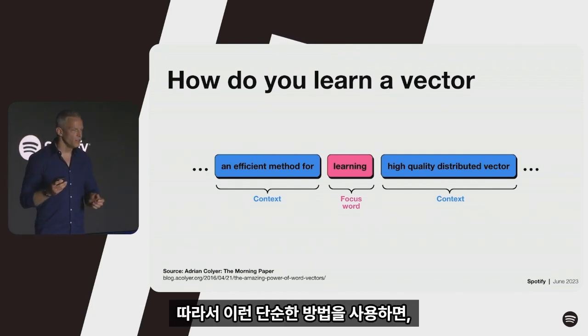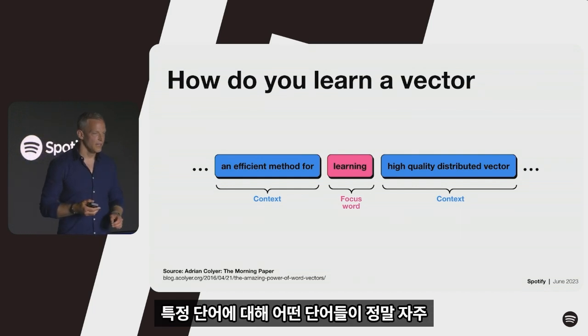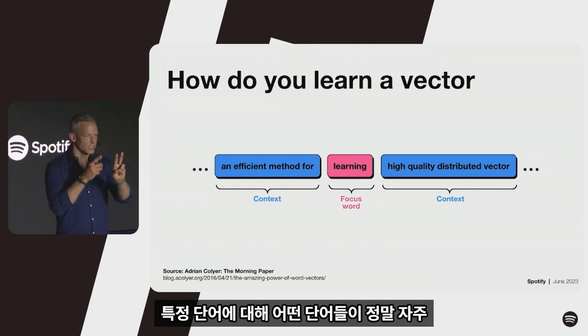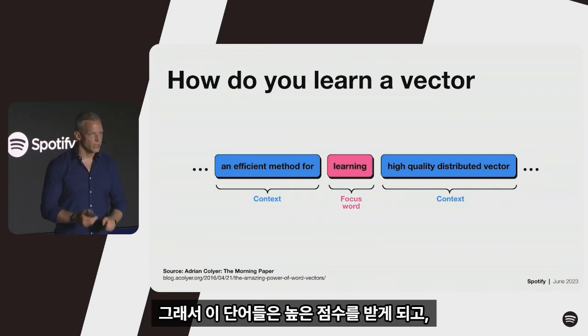So if you just take that simple method of you go through sort of all the documents on the internet and you say, for this word, what are the words that come up really, really close to this word on the internet? They are probably related to this word, so they will get a high percentage.